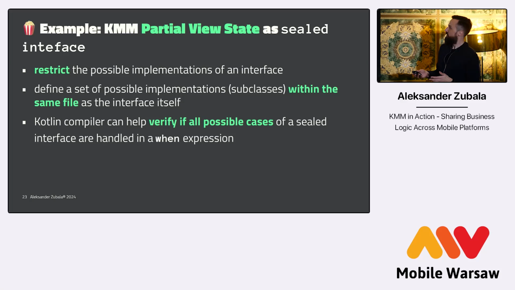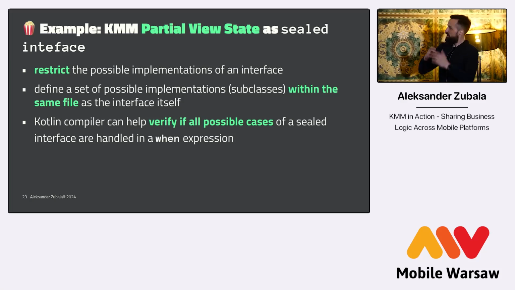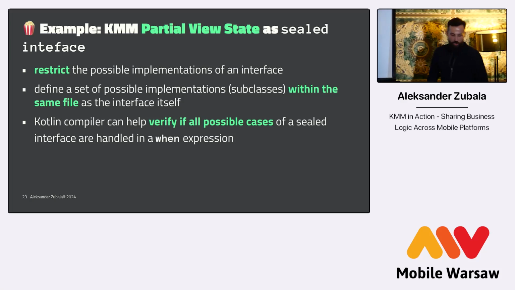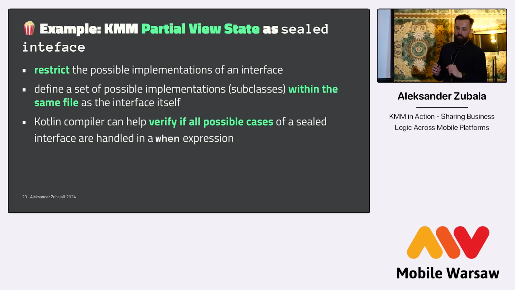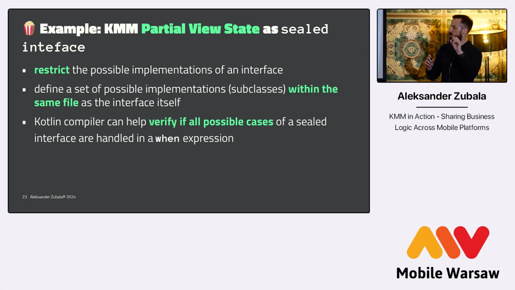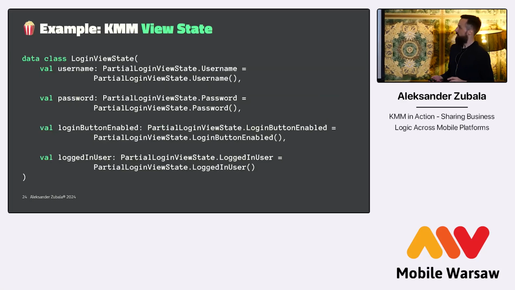Basically, sealed interfaces allow you to restrict the implementations. In the same file, we define all the possible implementations. And what is actually cool is that we can use the when expression, which is similar to switch, where at the compile level we can switch between all possible implementations. So it's more like a construct, right?